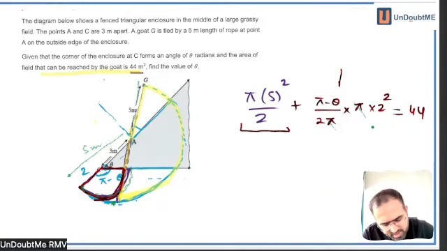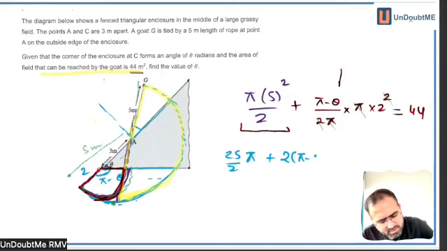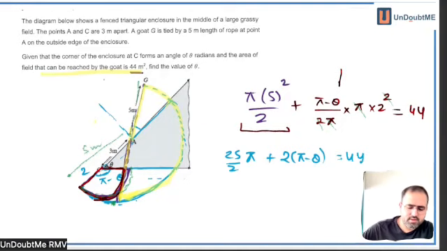So pi cancelled. 2 and 2 will also be cancelled. So this is 25 by 2 times pi plus 2 times pi minus theta is equal to 44. Now it is just solving. Okay, solving part can be done. If anyone has doubt, you can ask. First, let us discuss the doubt. If anyone has any question.